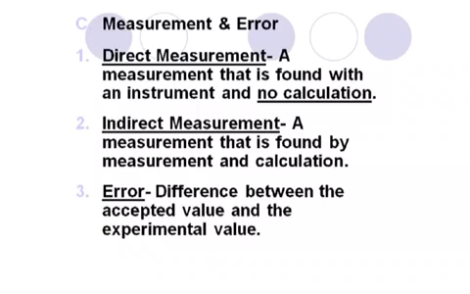The last thing is error, and error is the difference between the accepted value and the experimental value. So if you know that the density of water is 1, and you calculate the density of water in the lab and you find that to be 0.95, well, the error is the difference between the true value, which is 1.0 gram per milliliter, and the number that you find in the lab, which in this example is 0.95. So that's what we would define as error.